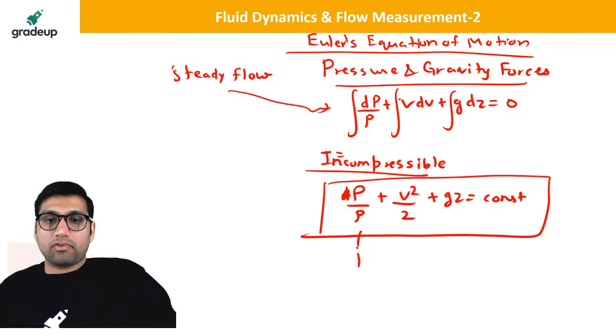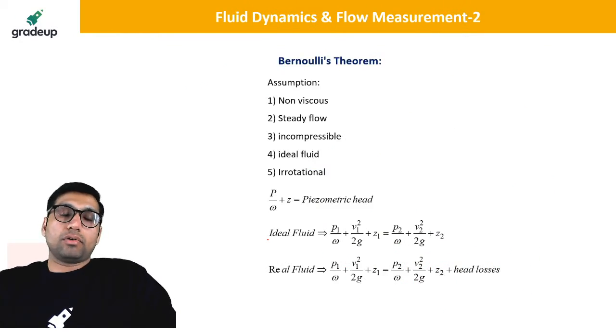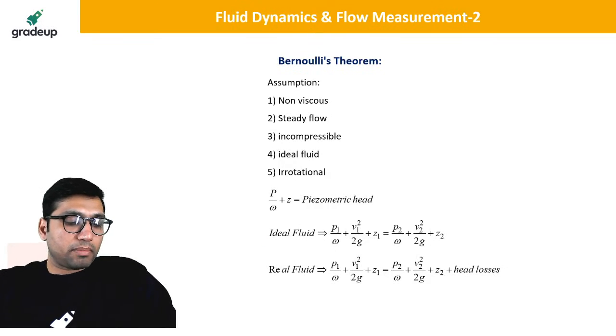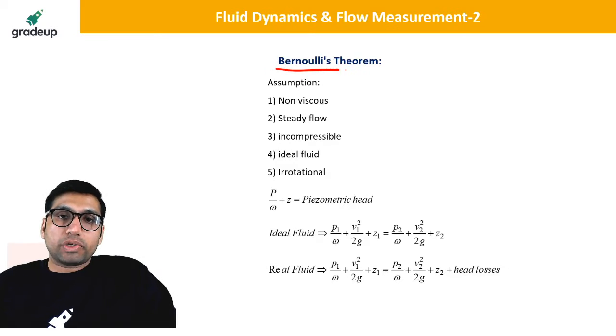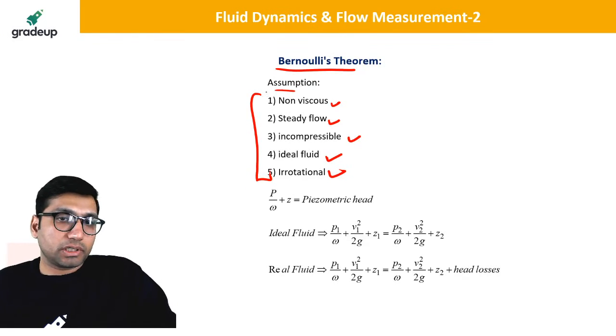If you divide by g, you will get P by rho g plus V square by 2g plus Z is equal to constant. This is the Bernoulli equation. So my dear students, we get the Bernoulli equation from Euler equation of motion, that is for sure. In the Bernoulli equation we have to use some assumptions. The fluid should be non-viscous, it should be steady flow, it should be incompressible, it should be ideal fluid, and it should be irrotational. These are the assumptions that we use in the Bernoulli equation.